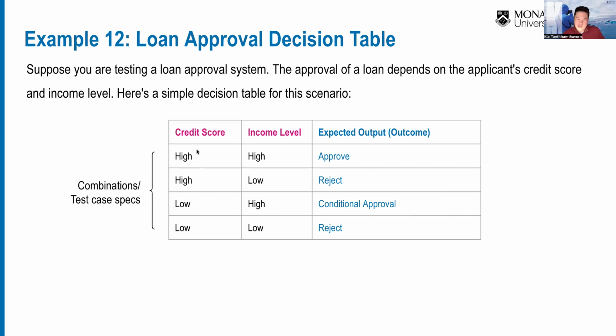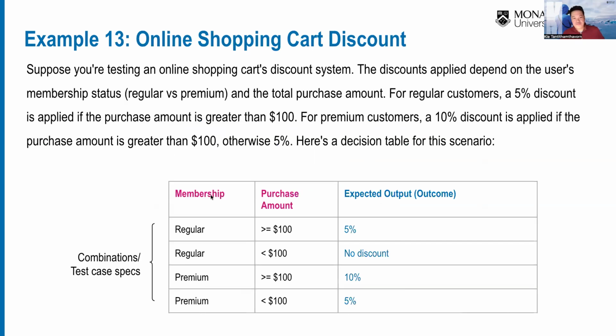If the credit score is high and income level is high, then the expected output could be approved. If the credit score is high but income is low, then it could be a reject. Okay, and so on and so forth. All right, next example.